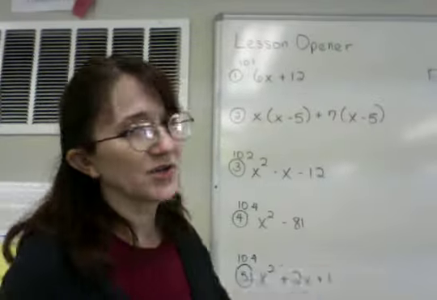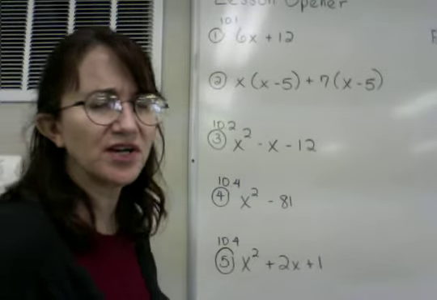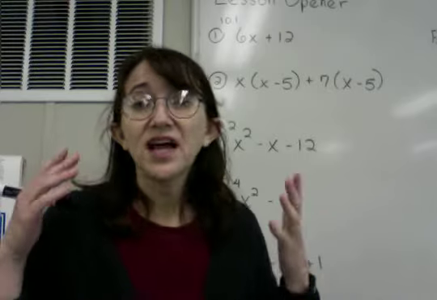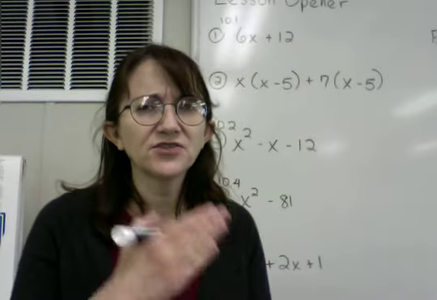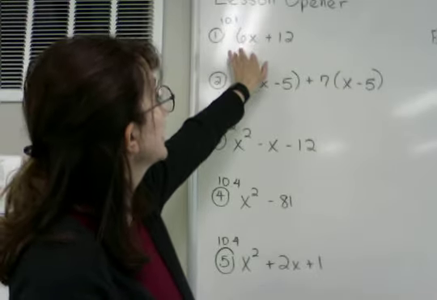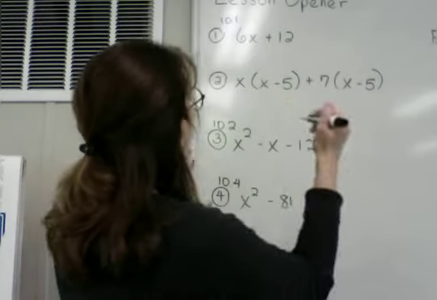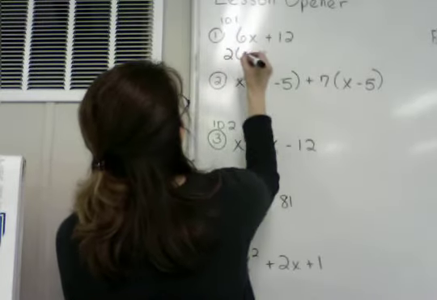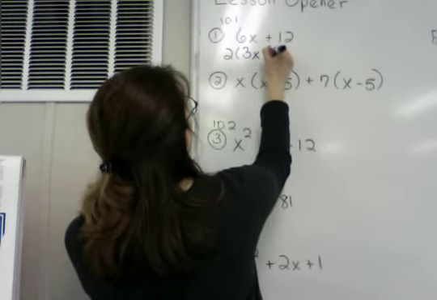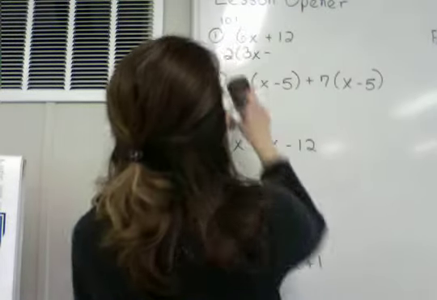This first lesson opener is going all the way back to 10.1, where we're really concentrating on common monomials. And when you're factoring trinomials and polynomials, that's your first clue: factor out the common monomial. So what's common between the 6x and the 12? Those are even numbers, so I need to factor out the 2 from each of those. So 6x divided by 2 would be 3x. And then, of course, actually, we need to factor out a little more. Yeah, that's not a common monomial.